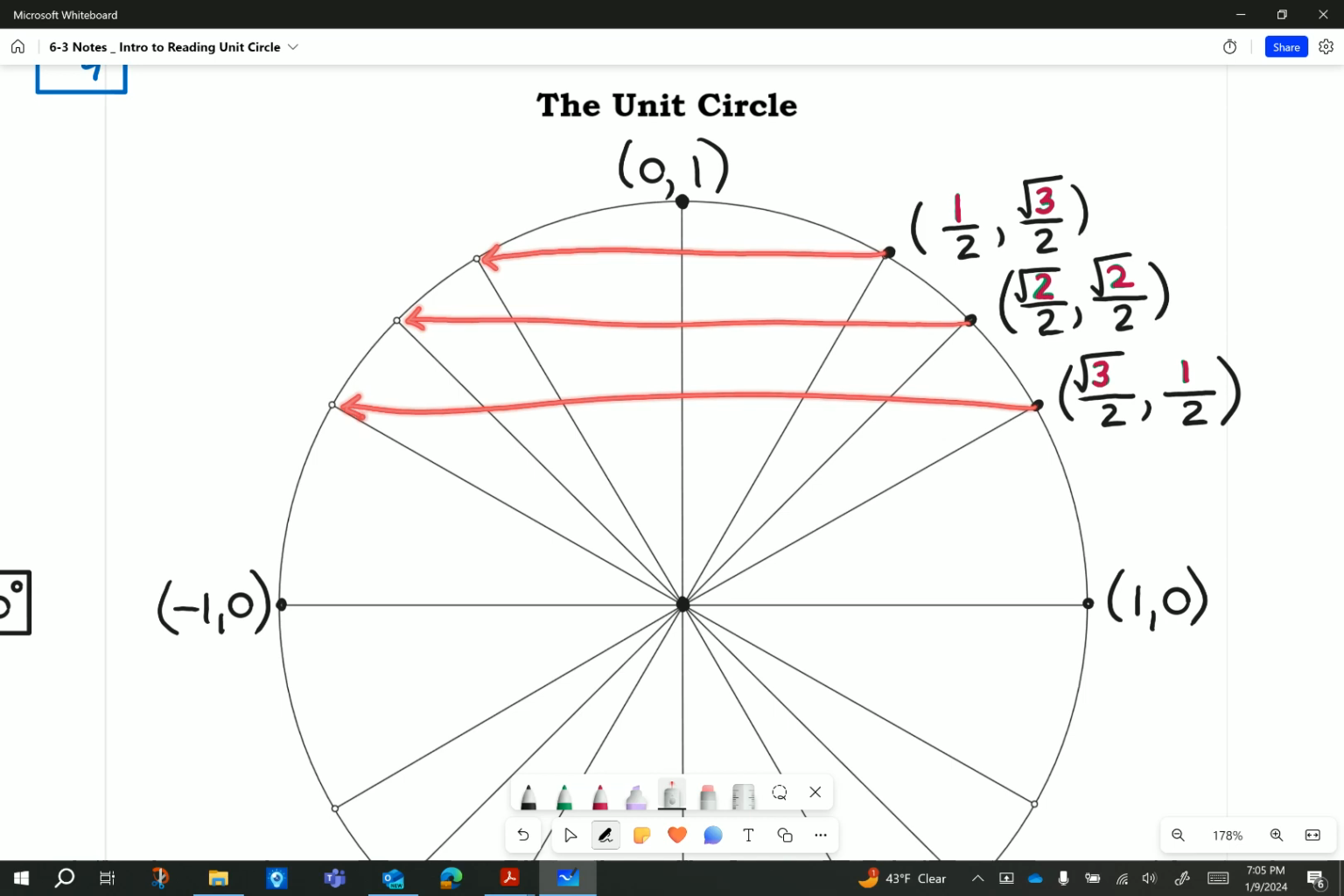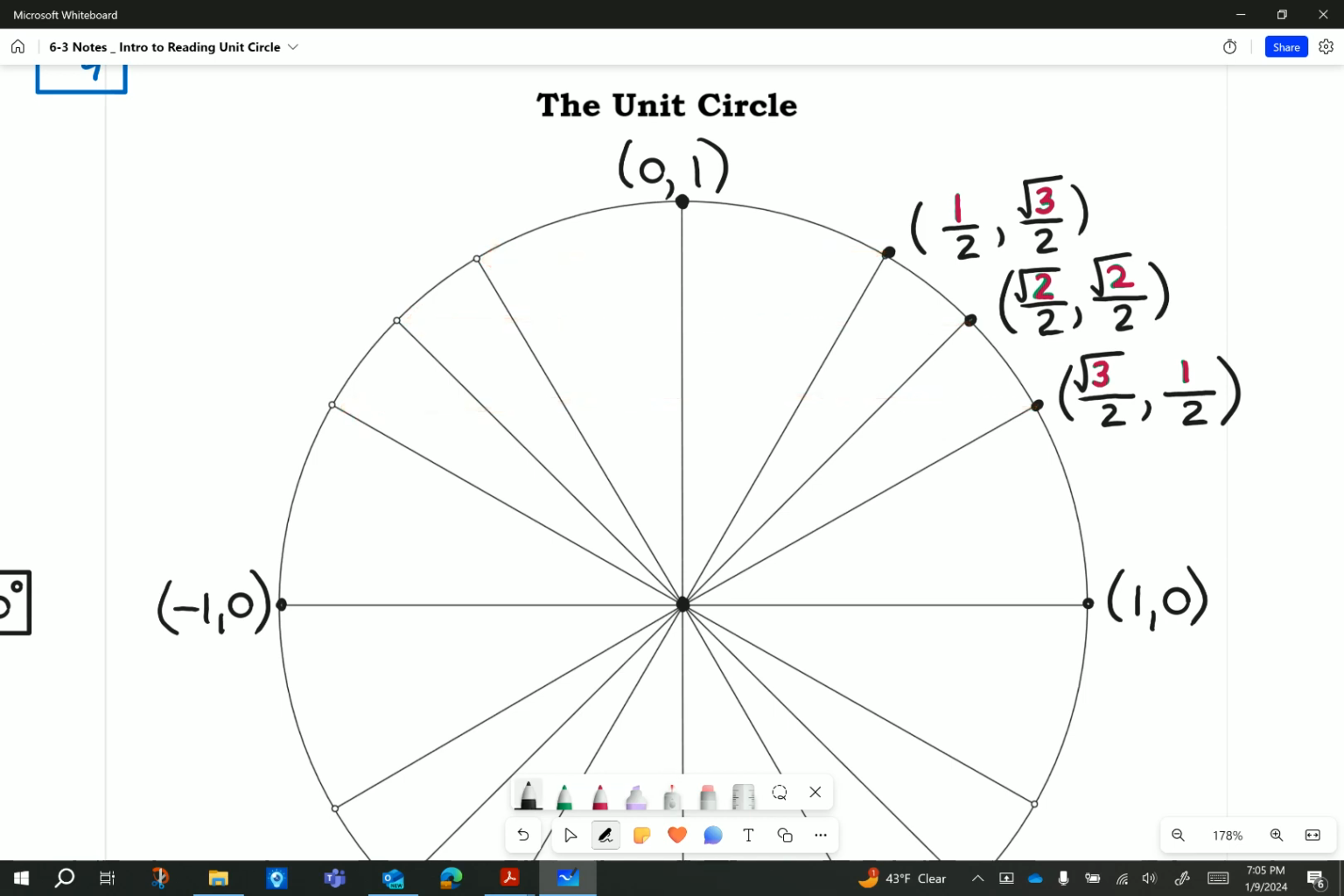Just map them over, but this is what you need to remember. Second quadrant, your x's are negative and your y's are positive. So you must keep those signs, okay? So if I map this one over to this side, I'm going to write 1/2 as negative, and the y value square root of 3 over 2 stays as is.